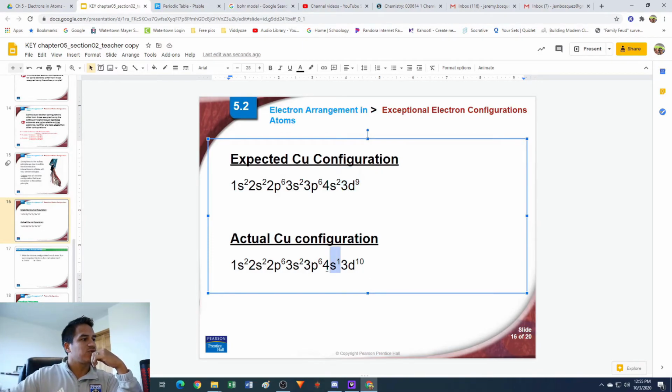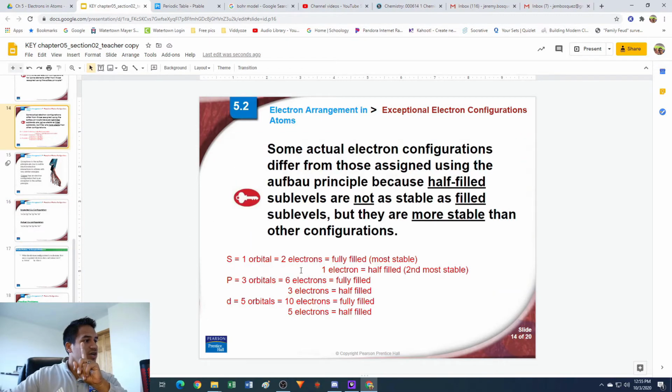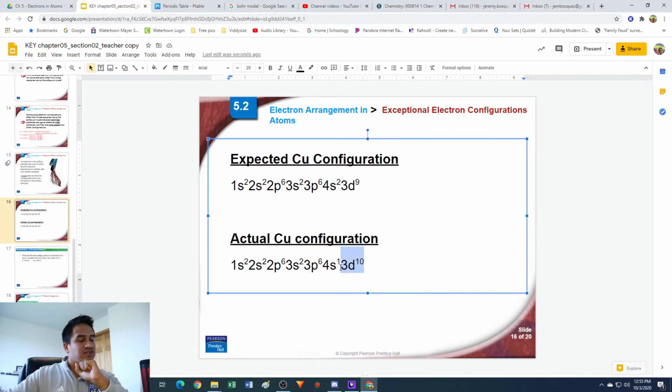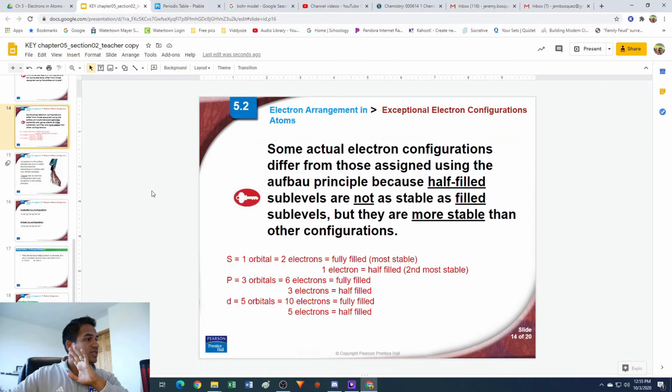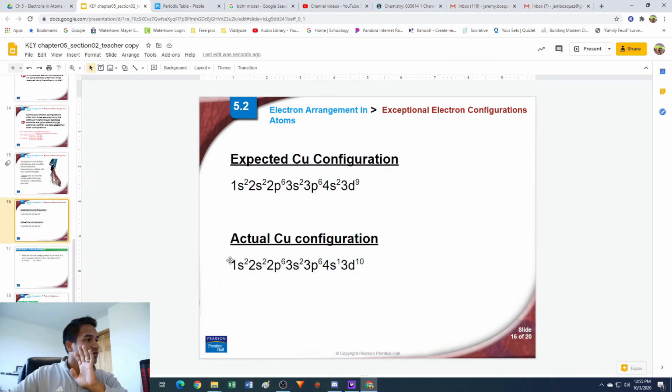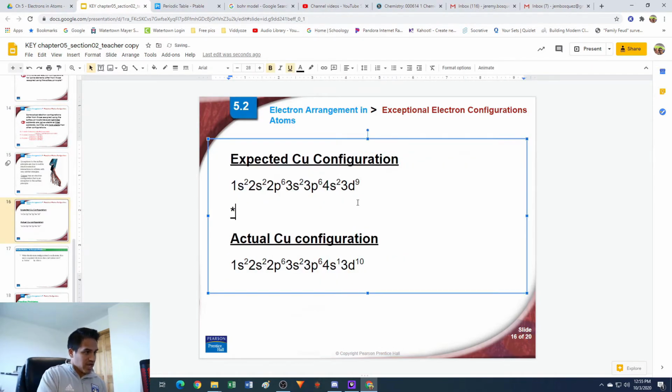But if copper takes 1 electron from the s orbital and pulls it up into the d orbital, now we're left with 4s1, and 1 electron in your s orbital is half filled, which is still pretty stable. And we now have 10 electrons in our d orbital, and 10 electrons is fully filled, and that's the most stable.